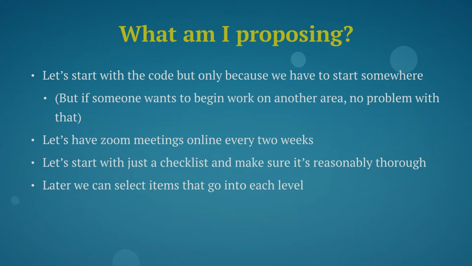So what am I actually proposing? I propose that we start with looking at the code. Let's get a checklist together. Sorry, but only because we have to start somewhere. If someone else wants to work on documentation, that's totally fine. But I'm starting with the code, and I'm inviting you to come with me. Let's have Zoom meetings online every 2 weeks, let's say. Let's just start with a checklist and make sure that it's reasonably thorough. And then later, once we've got a good checklist, we can select the items that go into each level.